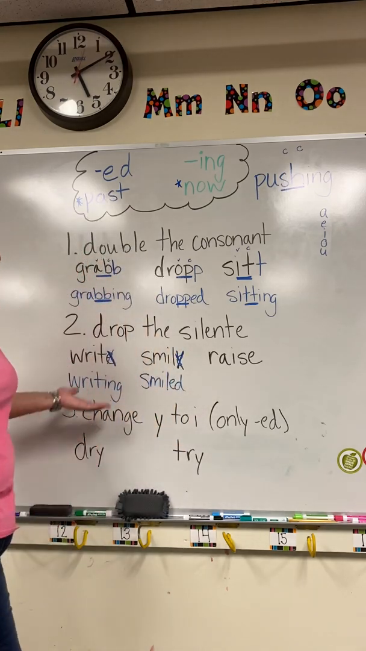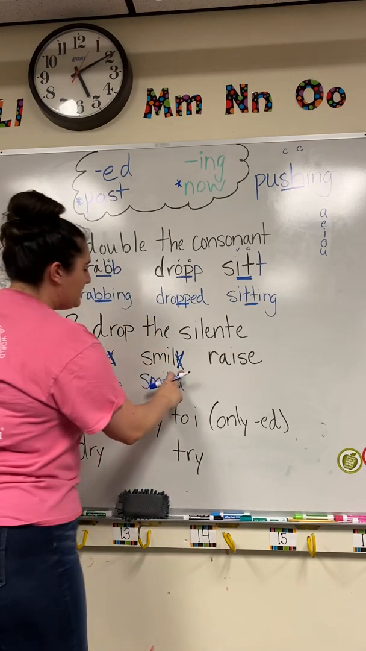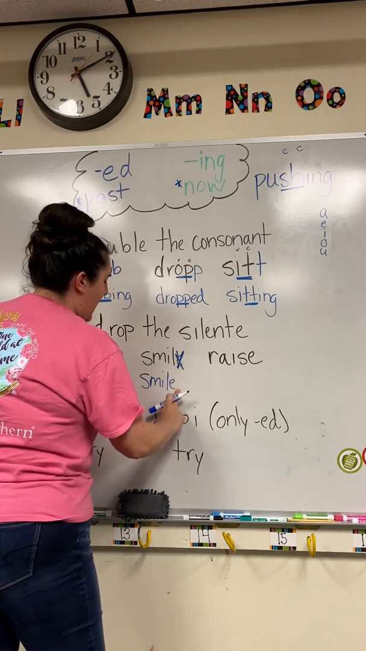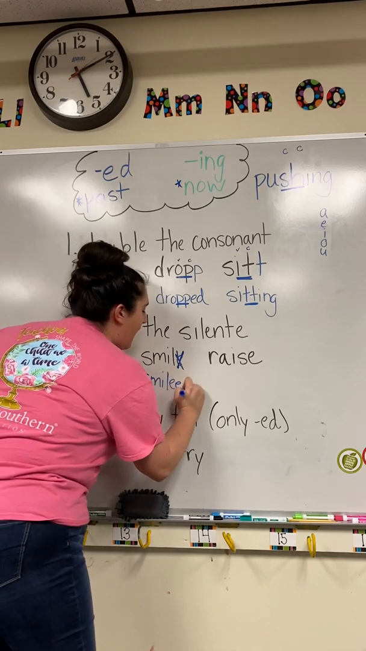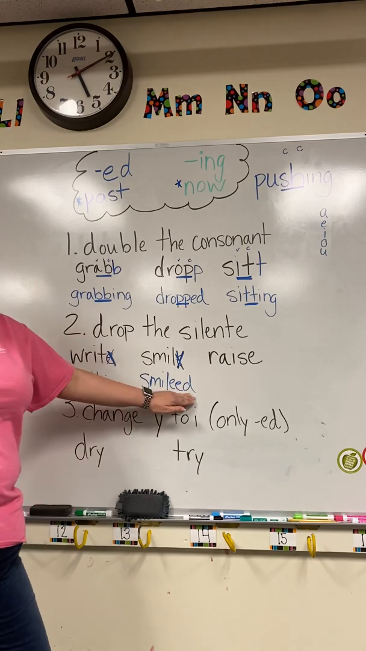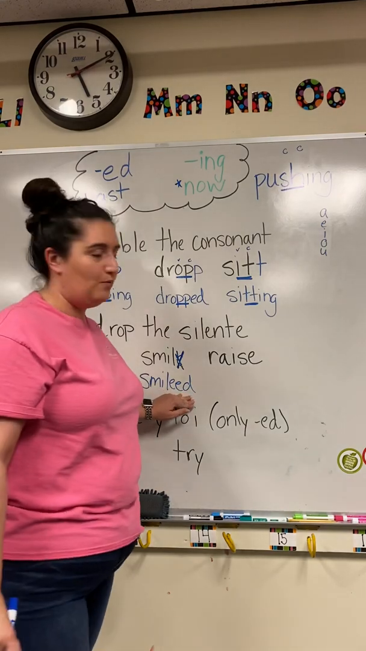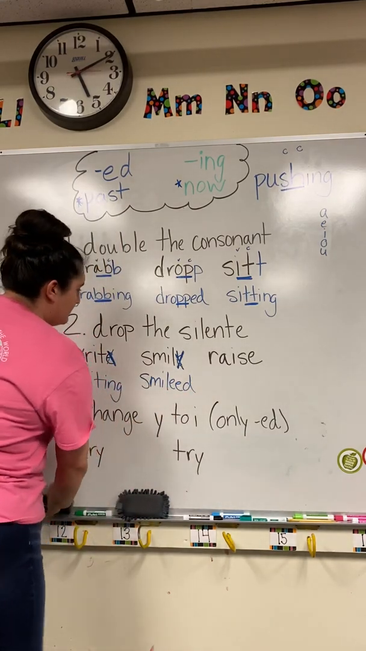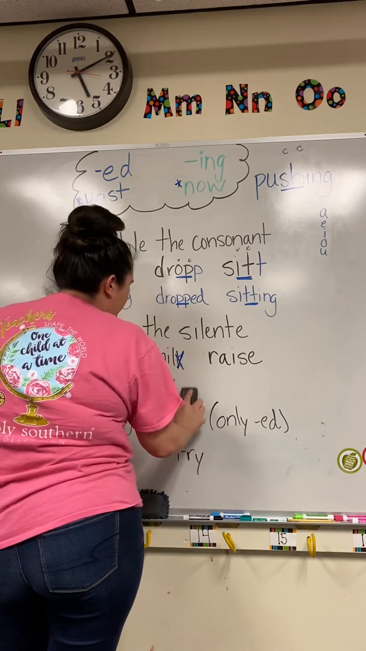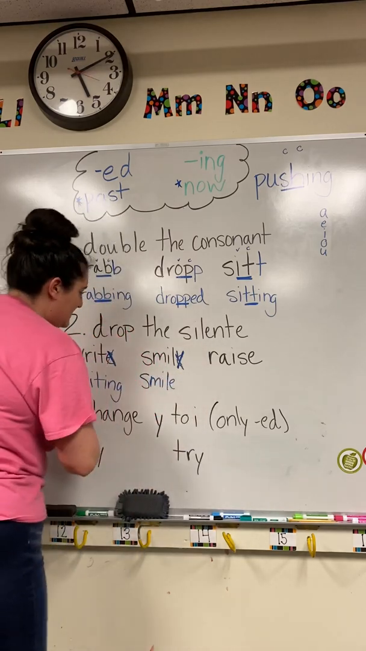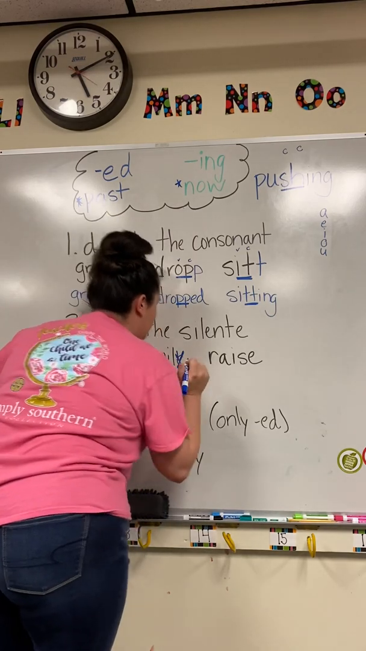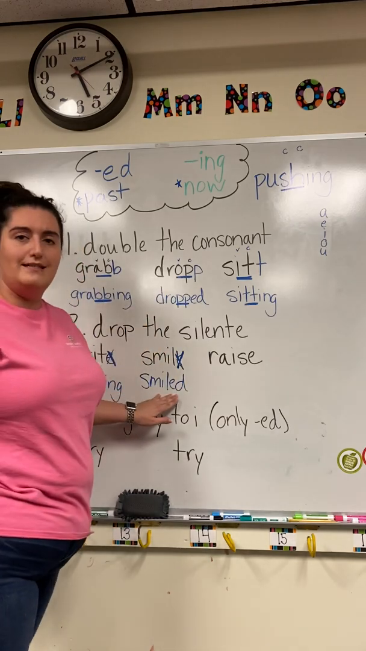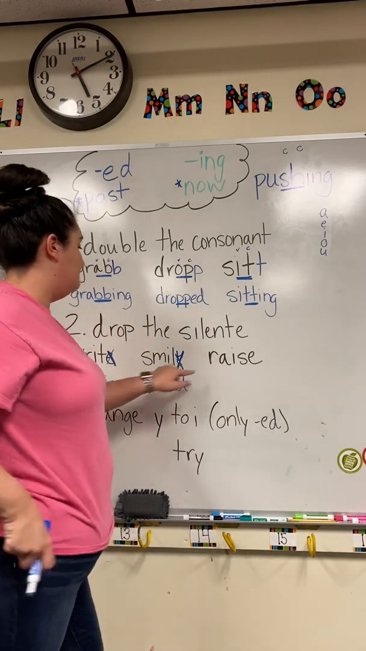smiled. Now that's because if I didn't cross this silent E off and I just added ED at the end, I would end up with this word, which looks really funny and it does not look like the word smiled. Okay, so that's why we cross that silent E off, because we don't need two E's next to each other like that, because that makes a totally different sound. It doesn't make the ED sound that we want.